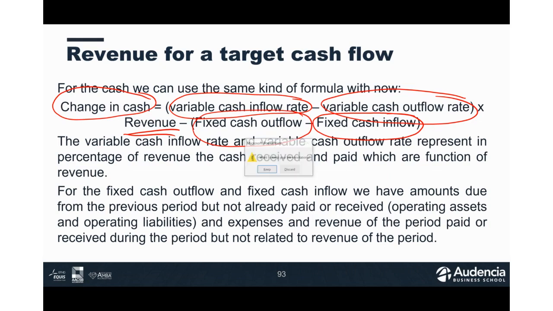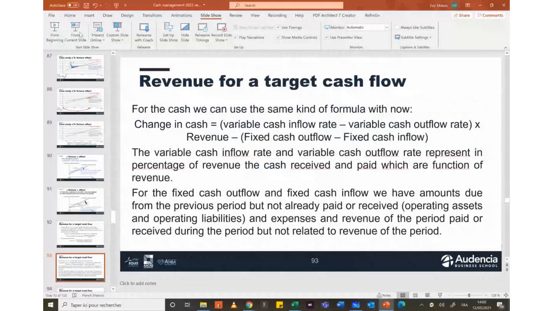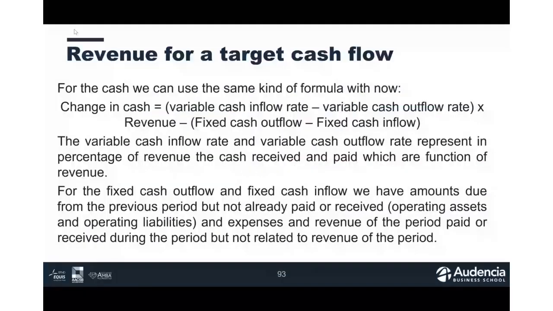So we finish with this equation. We have cash flow expressed in function of the revenue, and we have cash flows independent of the revenue of the year. Why are they independent of the revenue of the year? It is because, for instance, they come from the opening current operating liabilities. Because of the past transactions, you know you will have to pay for the current operating liabilities. It's the same for the fixed cash inflows. We have the opening current operating assets.